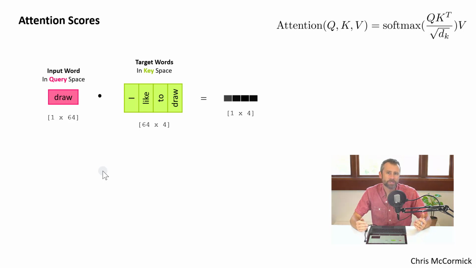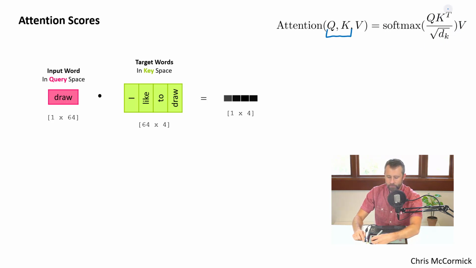Okay, now we can use those queries and keys to calculate the actual attention scores. So up here is the equation for attention. And in this slide, we're just going to look at what we do with the queries and keys. We're not going to look at the values yet. And so we'll be looking at this portion of the equation, everything except for that V there.